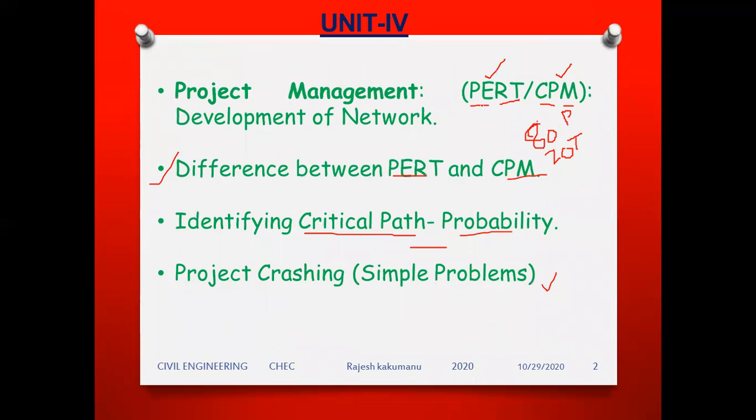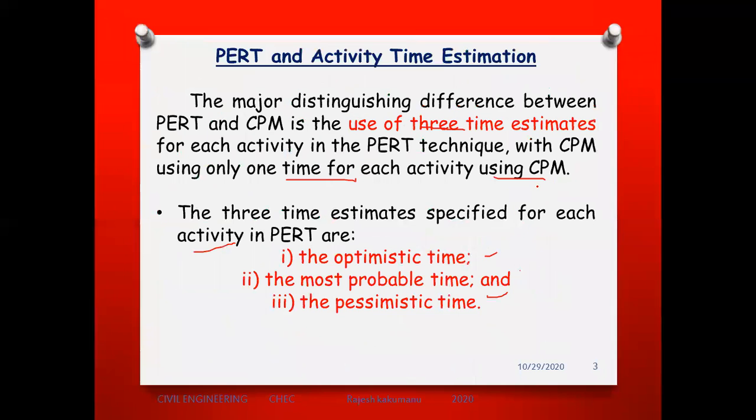So the PERT CPM development of network is completed. We are discussing these PERT and CPM topics. In the earlier class, we stopped the session here. So for the CPM, we have one time estimate. For the PERT, we have 3 time estimates. With CPM, we use only one time estimate for each activity. The 3 time estimates specified for each activity are the optimistic time, pessimistic time, and most likely time.